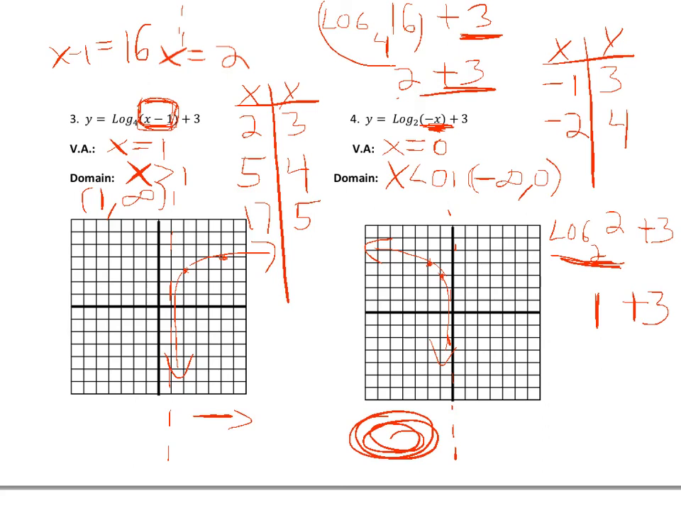All right, so you can always see, just like the exponential functions, get the VA first. Then you can use a little XY chart, plug some points in. You're going to see your y values always go up by 1. Because when we did the exponentials, the x values always went up by 1. Now we just switch the x and the y.